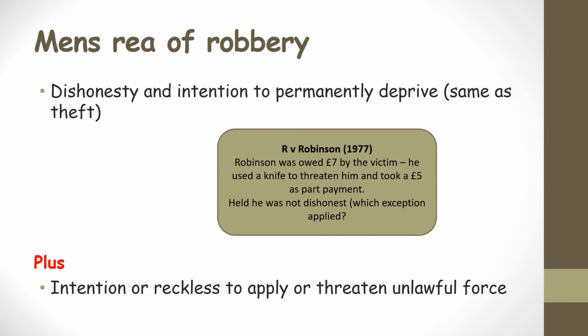The same rules apply for making out intention. Was it the defendant's main aim or purpose to apply or threaten unlawful force? Or were they reckless? Did they realise there was a risk through their actions that they would apply or threaten unlawful force? We make out a case for those. Commonly, students miss this part out, so just remember that there is mens rea, not just for theft, but also for robbery too.